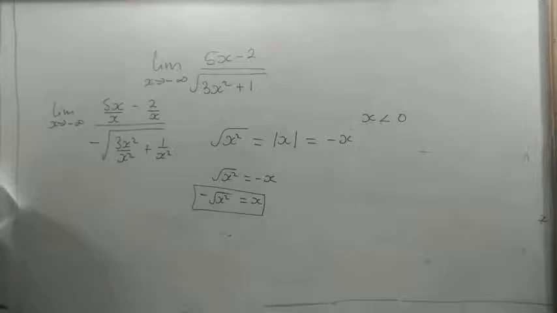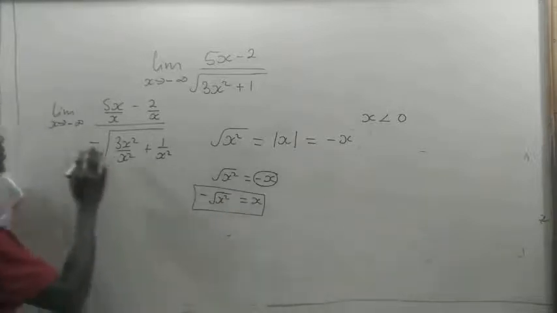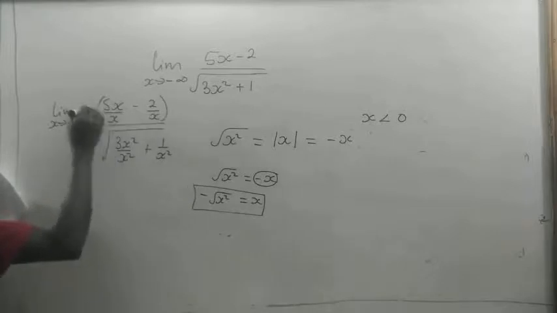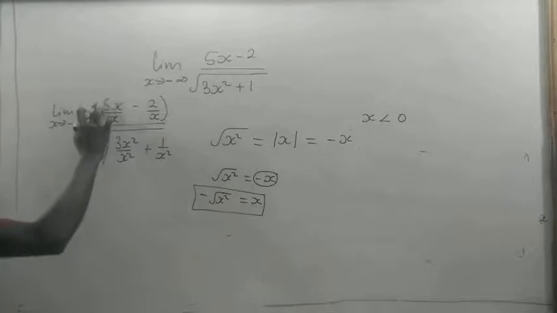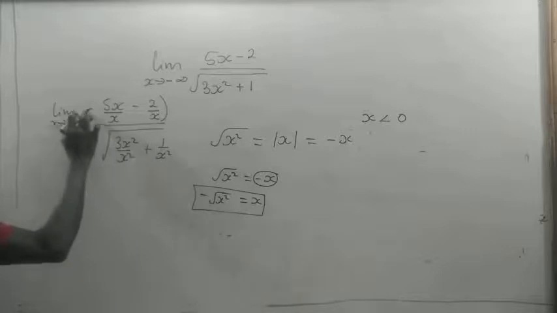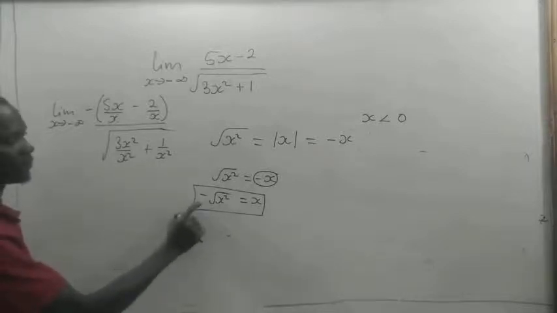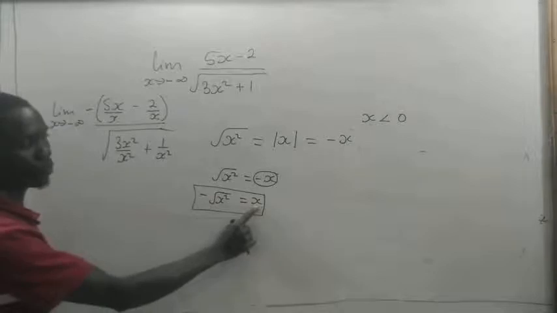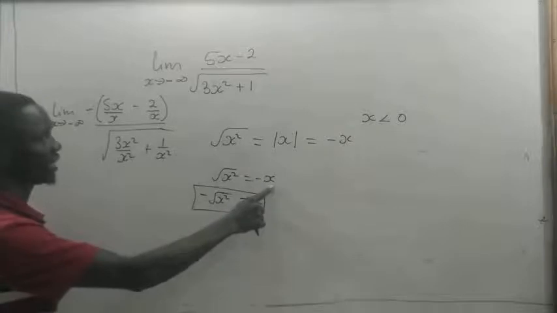Very simple as that. So let us bring the negative here, because we will divide here by negative x and divide here by negative x. It's the same as leaving the negative outside and dividing by x. I hope that is clear. Because we are going to have negative square root of x squared equal to x, and the square root of x squared is equal to negative x.